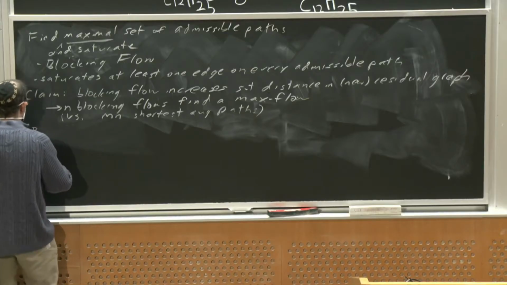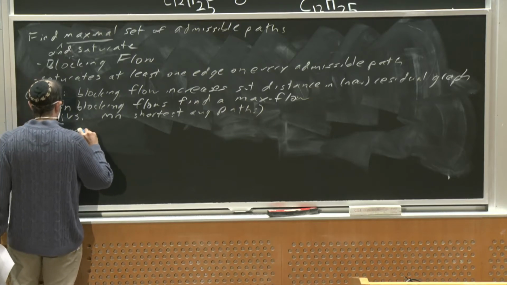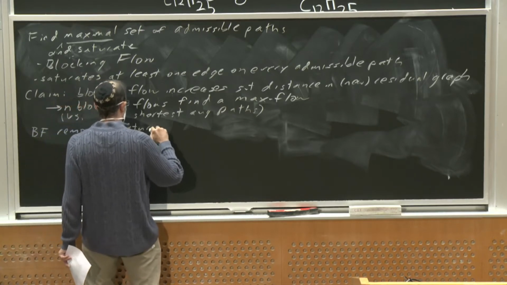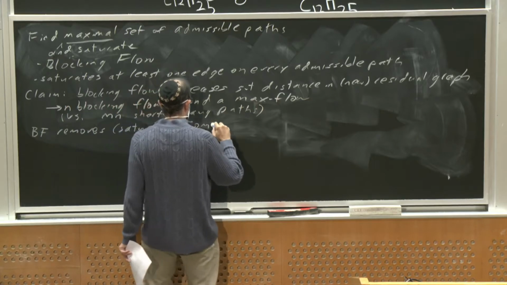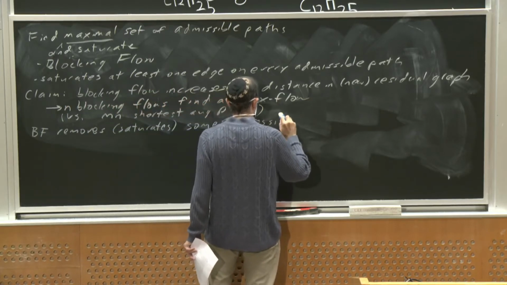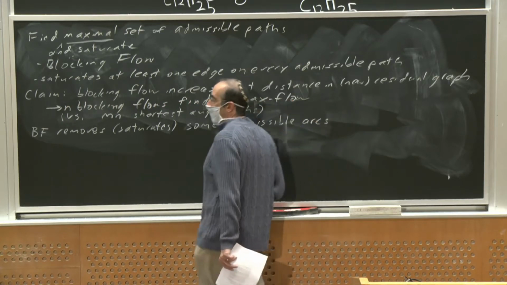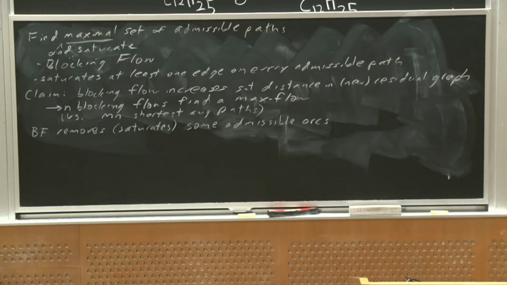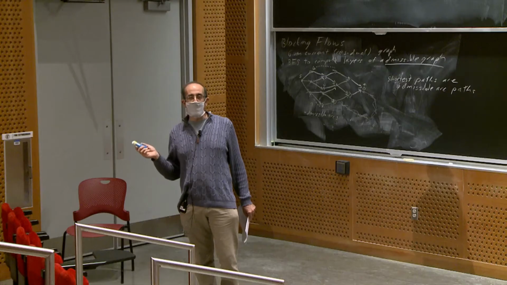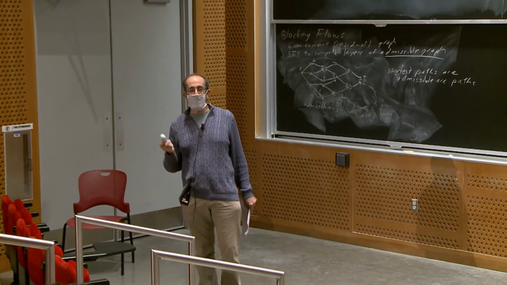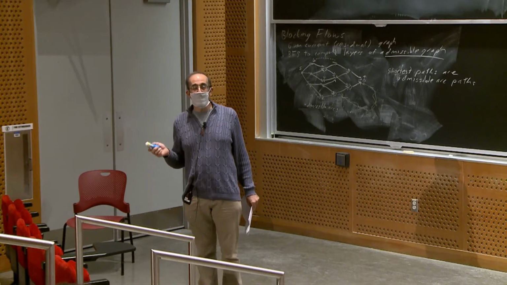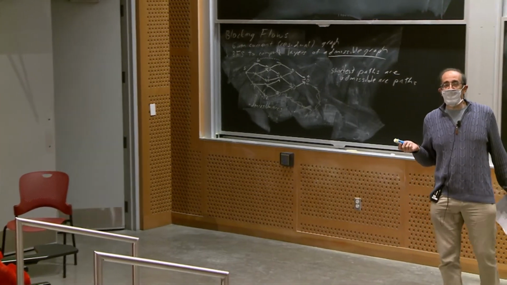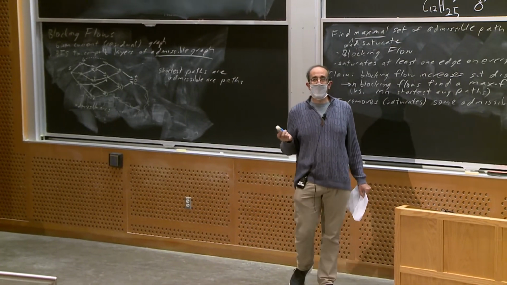So the blocking flow removes, by saturating, some admissible arcs. But that's not the only change that it makes to the graph, and so we have to worry. Removing arcs is certainly not going to decrease the distance, right? We don't know that it's going to increase it, but removing arcs is not going to decrease the distance. But what other changes happen in this residual graph as we add in the blocking flow?